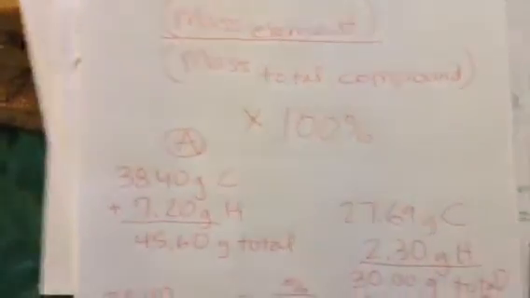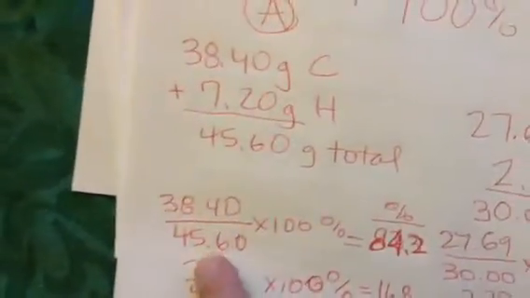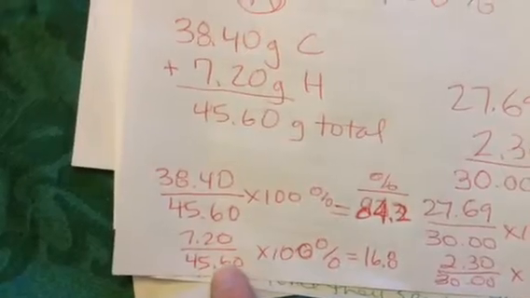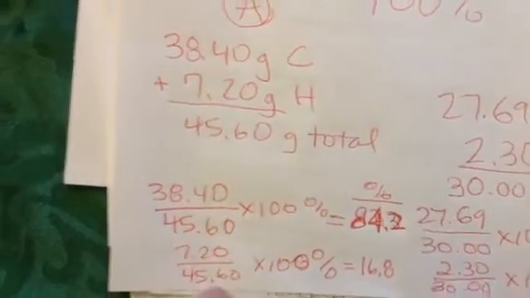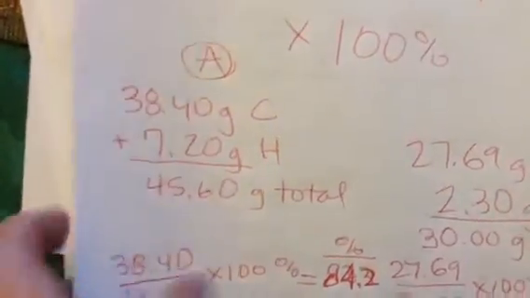Again, a lot of you guys had this correct, and you followed it right, and you got 38.4 divided by 45.6, and you had 7.2 divided by 45.6. So that really wasn't a problem. It was more of showing the work. That was the issue. Okay? So let's go on. The next question was about empirical formulas.